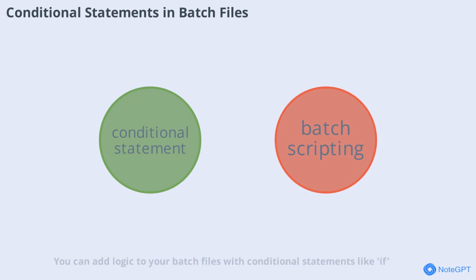You can add logic to your batch files with conditional statements like if. For example, if exist file.txt echo found checks if a file exists and displays a message if it does. This lets you create scripts that respond to different situations, making automation smarter and more reliable. Conditional statements are a key part of advanced batch scripting.